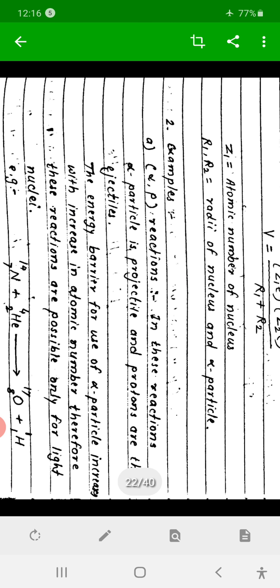Then examples of transmutation reactions carried out using alpha particle as a projectile. First example is alpha p reactions. Here in the bracket, first written is the projectile and second is the ejectile. Projectile first and ejectile second. In this case, alpha p reactions mean that alpha particle is the projectile and proton p is the ejectile.